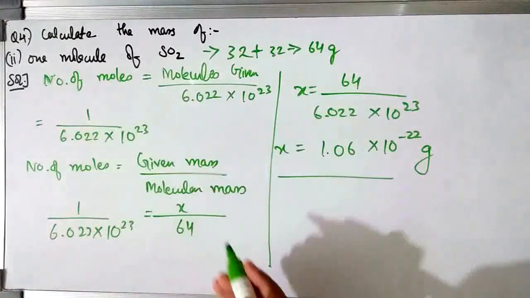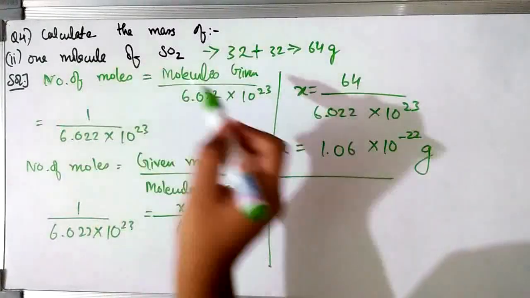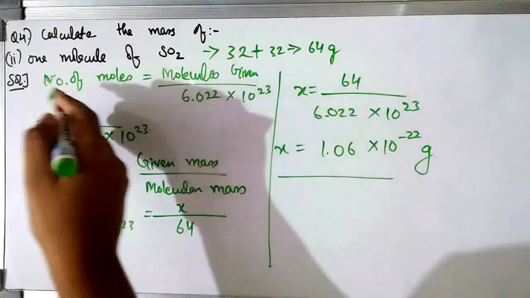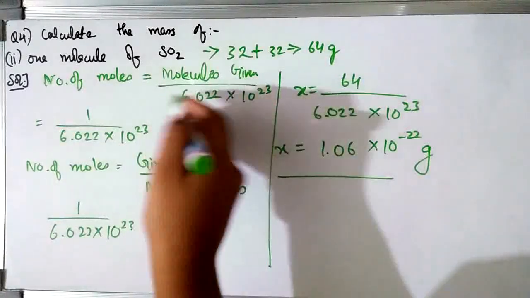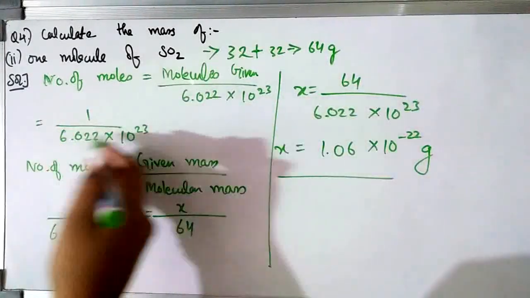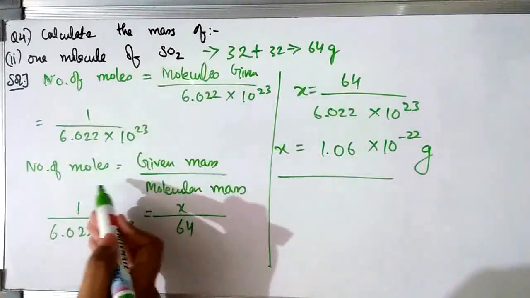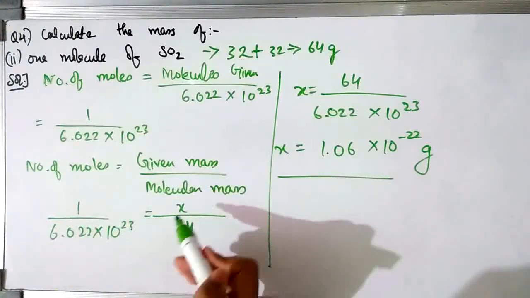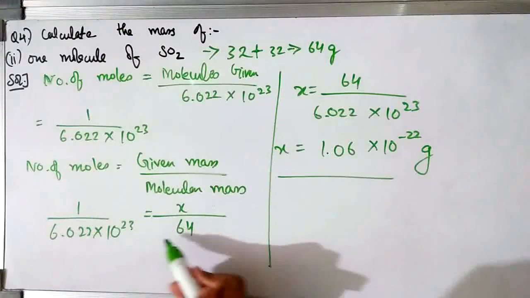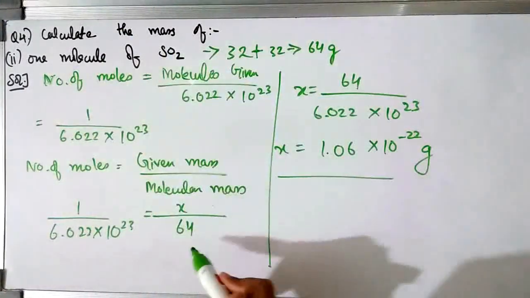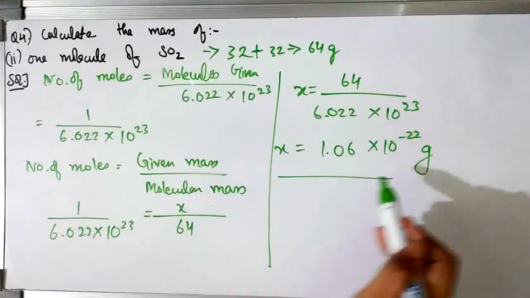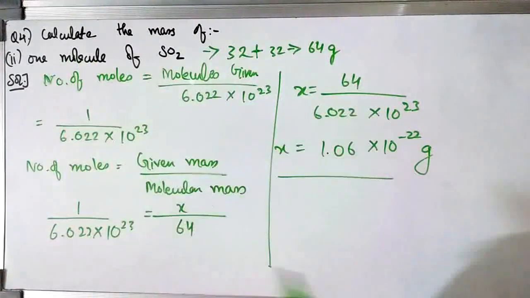We performed the same procedure, but this time we had molecules given. So in place of atoms given, we wrote that number of moles is equal to the given molecules upon the Avogadro number. We found the number of moles. We applied it in this formula that number of moles is equal to given mass upon molecular mass. We know the number of moles, we have to find the mass, and we know the molecular mass of sulfur dioxide. We calculated it, and after all that we got the mass of one molecule of sulfur dioxide.